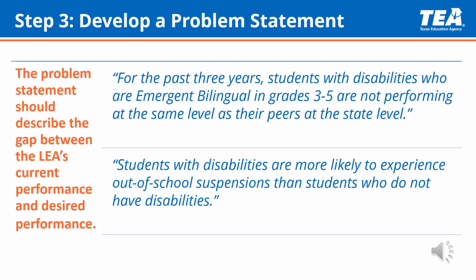The LEA should identify the level of urgency associated with each problem to determine the problem statements that are most significant for action. Here are some example problem statements LEAs may develop based upon their review of sources of data and identified prioritized areas. Let's look at these 2 examples. For the past 3 years, students with disabilities who are emergent bilingual in grades 3 through 5 are not performing at the same level as their peers at the state level. Students with disabilities are more likely to experience out-of-school suspension than students who do not have disabilities.